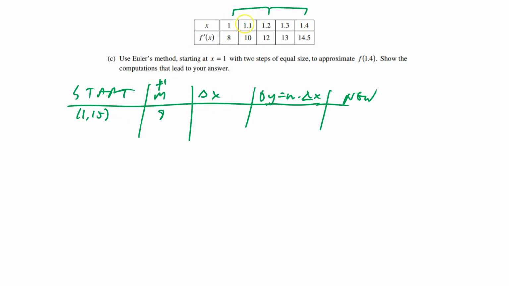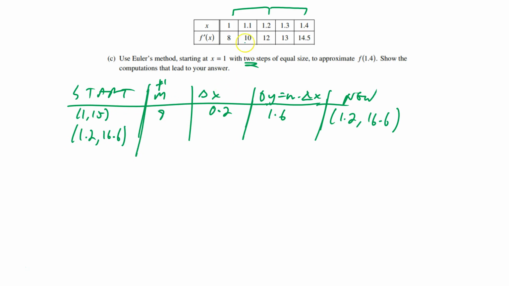Our change in x is going to be 0.2 because we're only using 2 steps. So 0.2 times 8 is going to be 1.6, right? Because 16, but with the decimal moved over. So our new point is going to be (1.2, 15 plus 1.6 is 16.6). So that's our start point now, (1.2, 16.6).